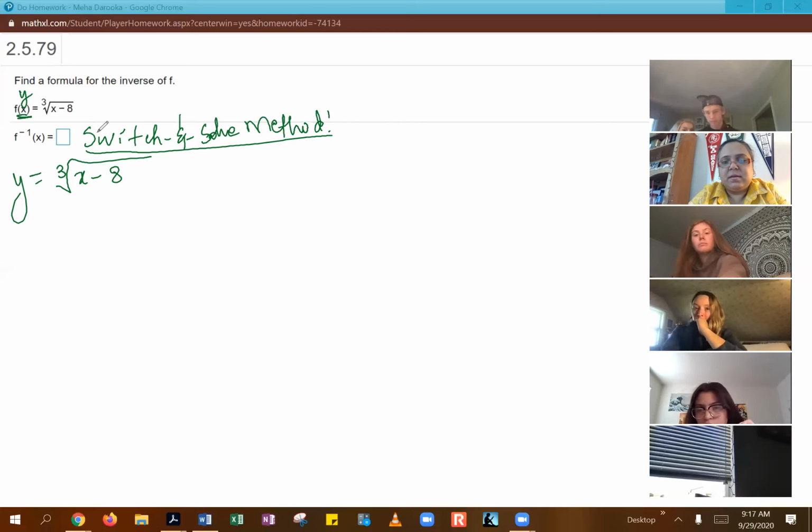So here the idea is, if I give you x equals 0, what's the first step you are going to do? Are you going to subtract 8 first, or are you going to do the cube root first? So if x was 0 or 1 or whatever number you have for x, what calculation would you do first? Would you do the cube root?